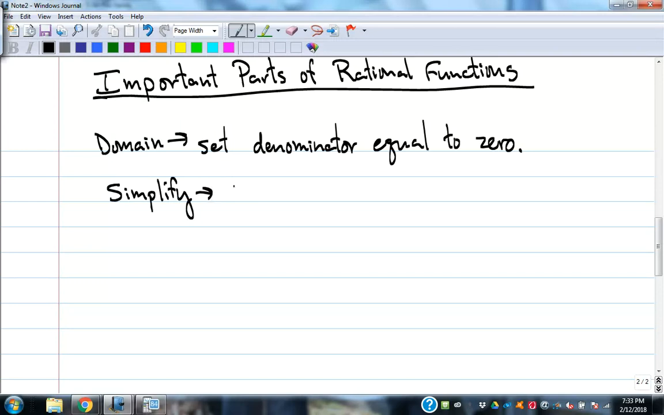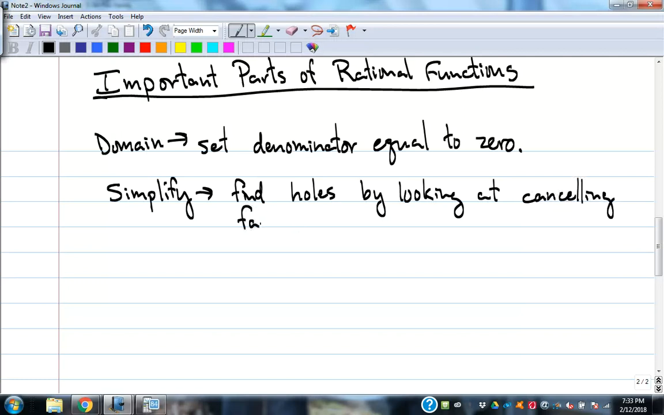Simplify and holes. Not every one of them will simplify, but you always try to do that after you found the domain. Okay? So we're going to factor everything, set the denominator equal to 0. We will then simplify after we found that domain, and we look for what's called a hole in the graph by looking at those canceled factors. Those canceled factors point us to where holes could be in our graph.